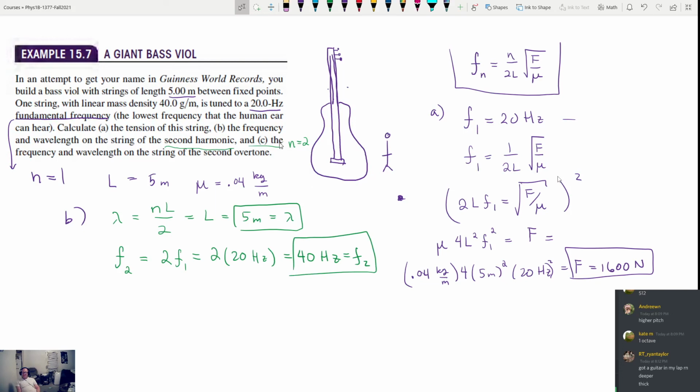And finally, in part C, it says to find the frequency and the wavelength on the string of the second overtone. And the second overtone is n equal to 3. The first overtone is n equal to 2, second one is n equal to 3. So if we do the same kind of calculation, lambda is going to be nL over 2. So that's 3L over 2, which is 3 over 2 times 5 meters. So that's 1.5 times 5.